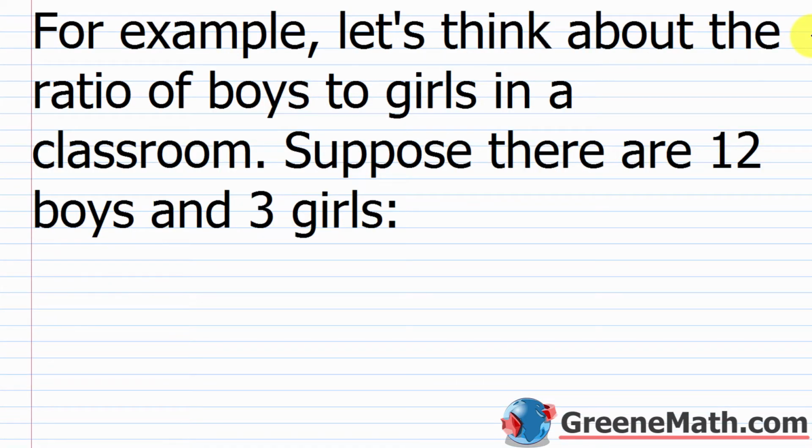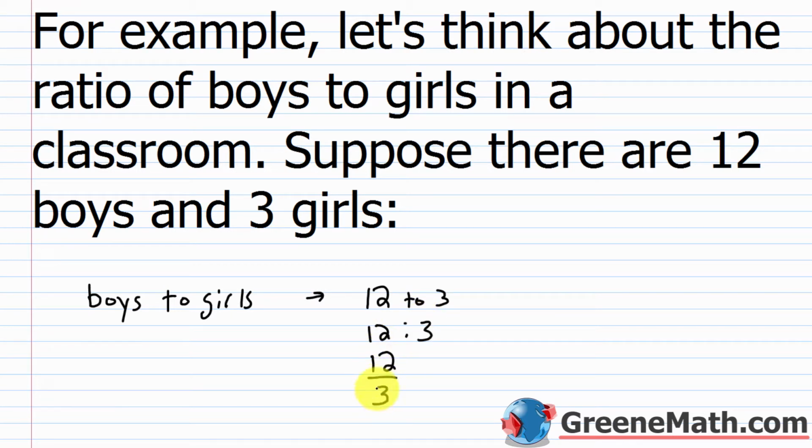As a quick example, let's think about the ratio of boys to girls in a classroom. Suppose there are 12 boys and 3 girls. So the ratio of boys to girls looks like this. You have 12 boys, and you have 3 girls. So you can put 12 to 3 like that. You could put 12 colon 3 like that. Or you could put 12 over 3.